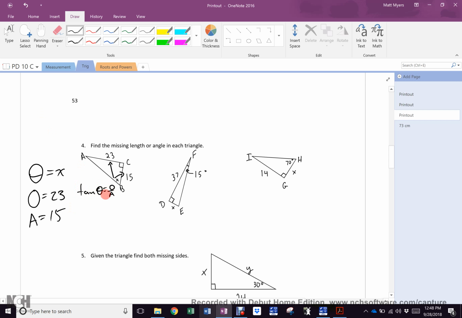Don't we have a value for all of that? Tan, what's theta? X equals, what's opposite? 23 over what? 15. I need a degree. Is this shift tan or tan? Shift tan. Tell me what x is. You just did it and you just wrote it down. So everybody should be able to do this.